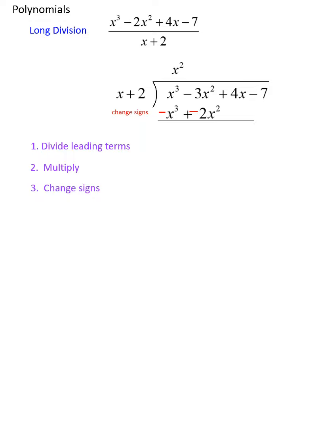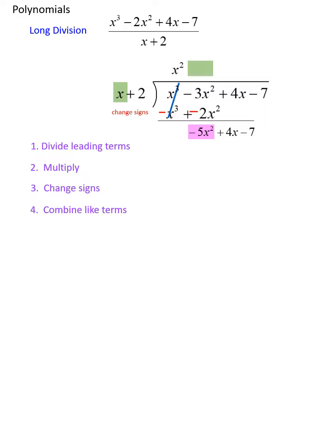And step 4, combine like terms. Here's the result, and here's what happened. The x cubes canceled because they were opposites. And furthermore, these two terms were both x squared, and they combined together to make the minus 5x squared. The other terms, the 4x and the minus 7, carried down since they had no like pairings to combine with. And back to step 1.